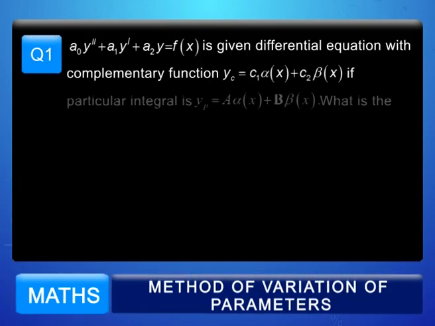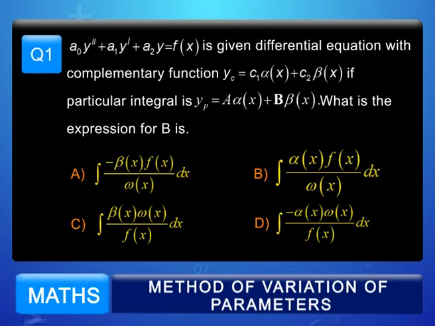Question number 1. a0 y double dash plus a1 y dash plus a2 y is equal to f of x is a given differential equation with complementary function c1 alpha x plus c2 beta x, where c1 and c2 are arbitrary constants. If the particular integral is a times alpha x plus b times beta x, what is the expression for b?